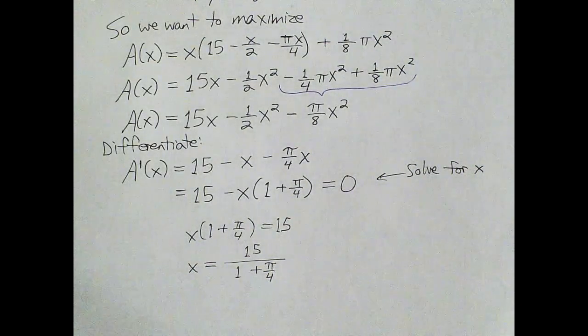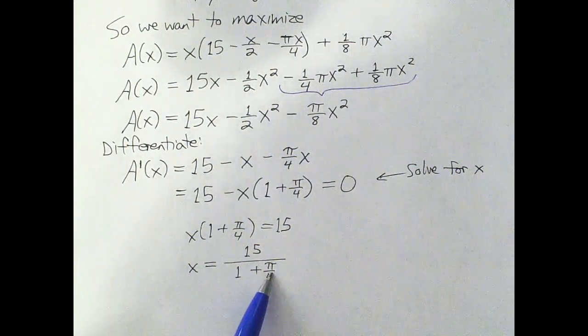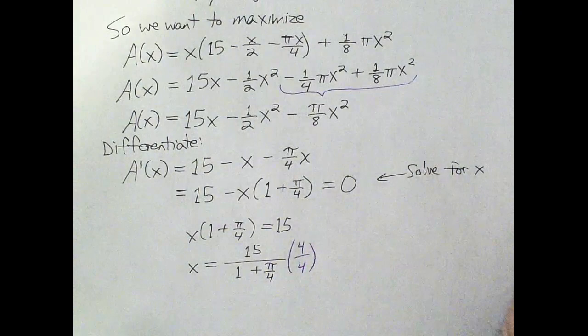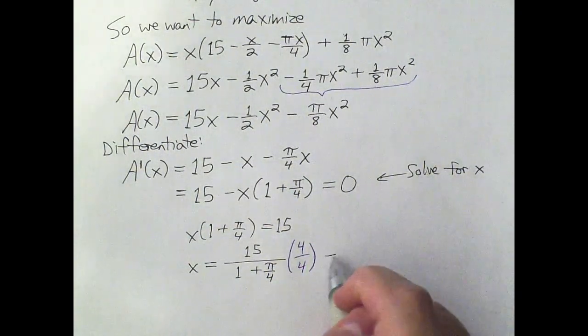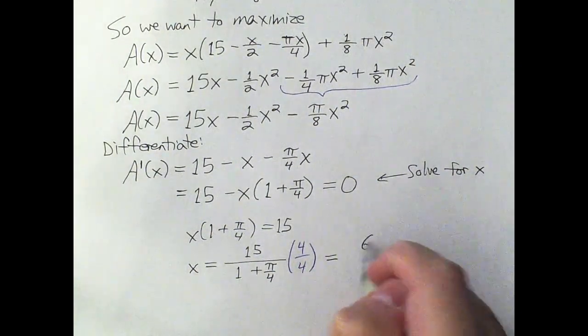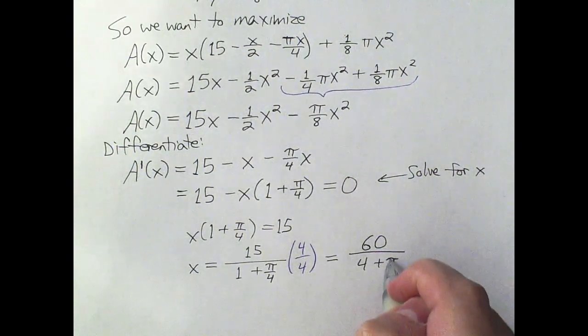We need to figure out, is this really a maximum? So before I do that, I'd like to actually rewrite this another way. I often say that I'm not a big fan of leaving something with a fraction inside a fraction. So how could we get rid of it? Here's my idea. Multiply by 4 over 4. Why am I multiplying by 4? Because that's the denominator of this bottom thing. That's going to rewrite this as 60 over 4 plus pi. And I think that's a little bit easier to work with.